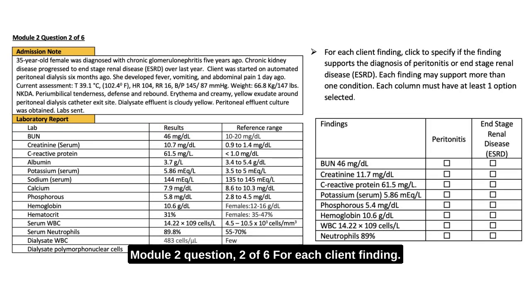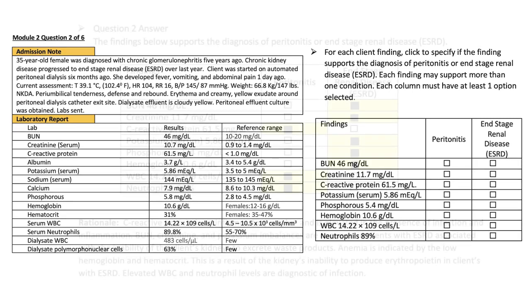Module 2, Question 2 of 6. For each client finding, click to specify if the finding supports the diagnosis of peritonitis or end-stage renal disease, ESRD. Each finding may support more than one condition. Each column must have at least one option selected. The findings are BUN 46, creatinine 11.7, C-reactive protein 61.5, potassium, serum, 5.86, phosphorus 5.4, hemoglobin 10.6, WBC 14.22 times 10^9 cells per liter.